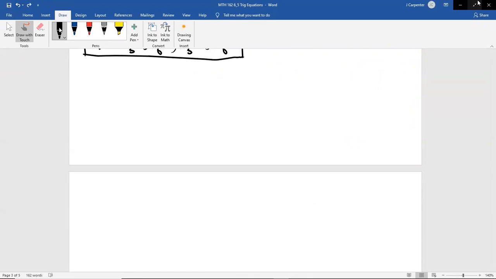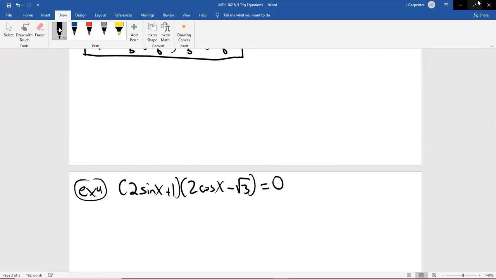So let's do something different. For example 4. Let's take something that looks like this. 2 sine of x plus 1 times 2 cosine of x minus the square root of 3, then equals 0. And we're going to solve this on 0 to 2 pi.